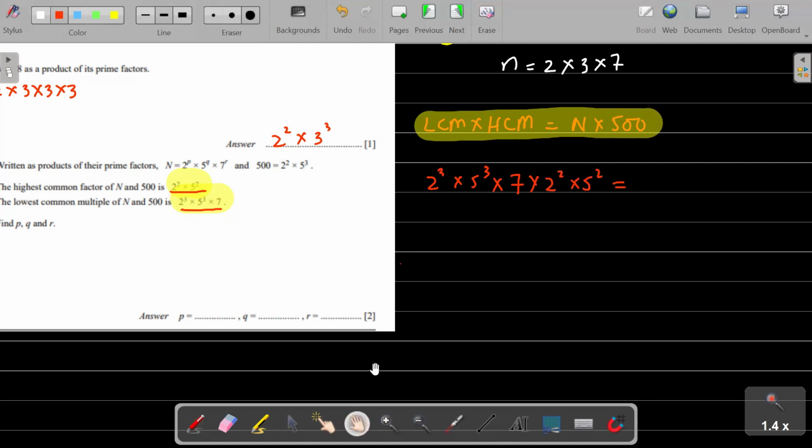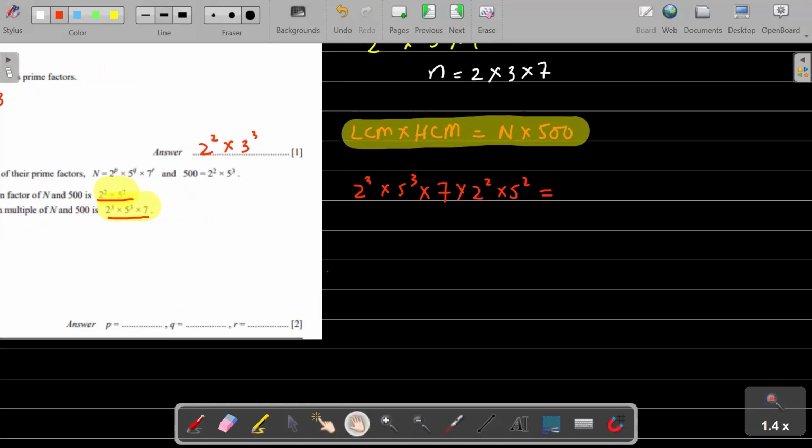Now it is equal to the product of the number n, which is 2 raised to power p times 5 raised to power q times 7 raised to power r, times 500. The prime factors of 500 are 2 raised to power 2 times 5 raised to power 3. Now you can see that when the base is the same, the power is going to add up. So it will be 2 raised to power 3 plus 2 times 5 raised to power 3 plus 2 times 7 raised to power 1 as it is.